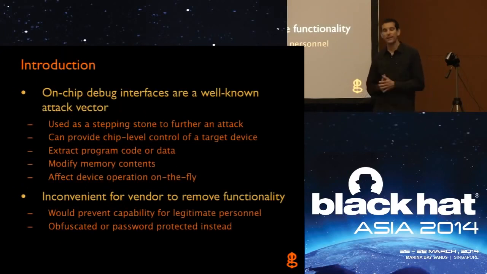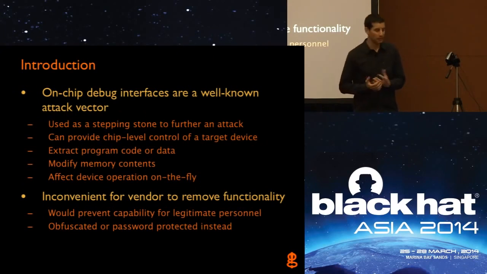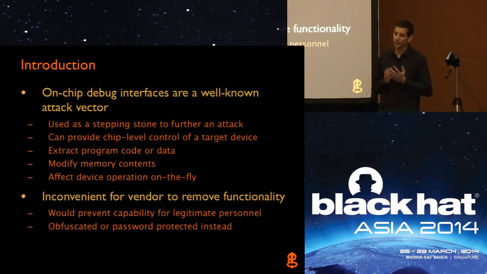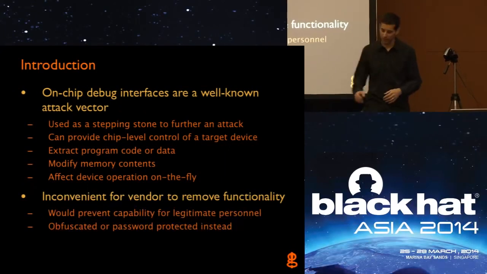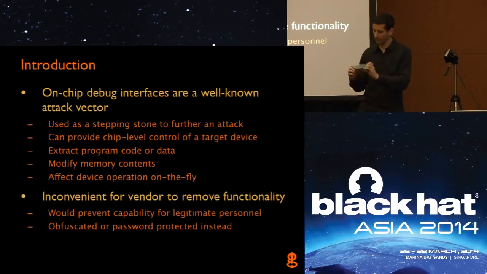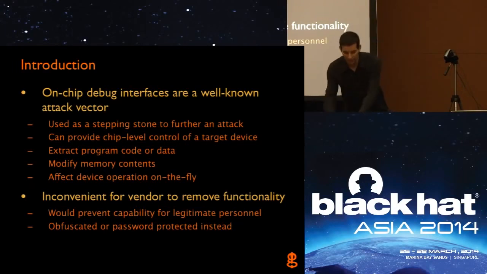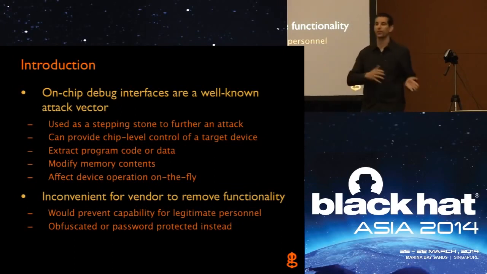So on-chip debug interfaces are sort of a well-known attack vector in the hardware space. If you're hardware hacking, usually one of the first steps that you do when you're attacking hardware is you get access to the circuit board and you say, okay, where are there interfaces? Where can I connect to on the board that might give me extra functionality or might serve as a stepping stone for me to then do other things like extract data or manipulate the system?